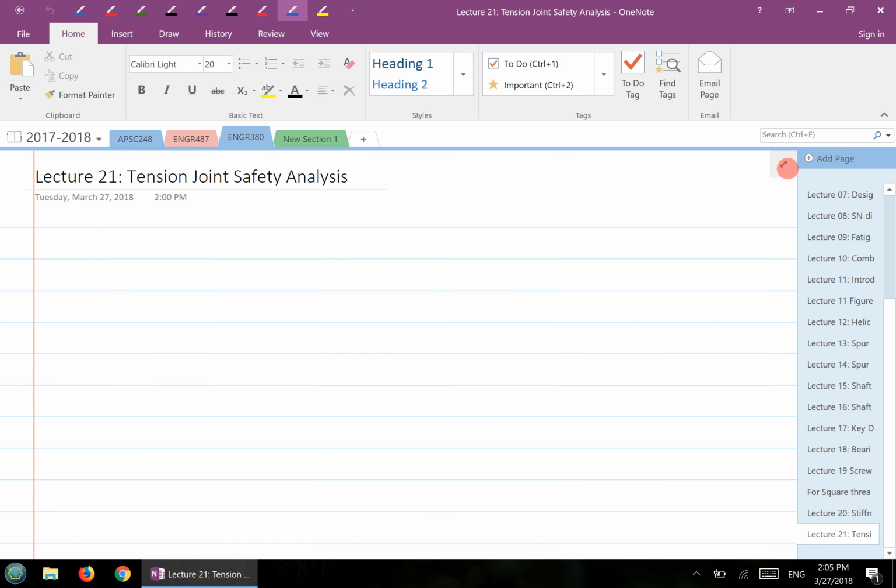Okay. Once we solve these two problems here, we're going to look at the next topic, which is the tension joint safety analysis. We'll combine this portion, and once we finish this, we'll combine everything together, so we'll be able to analyze the safety of a bolted joint, and a tension joint particularly. So first of all, let's look at a couple of concepts here. The first concept is called the bolt strength.